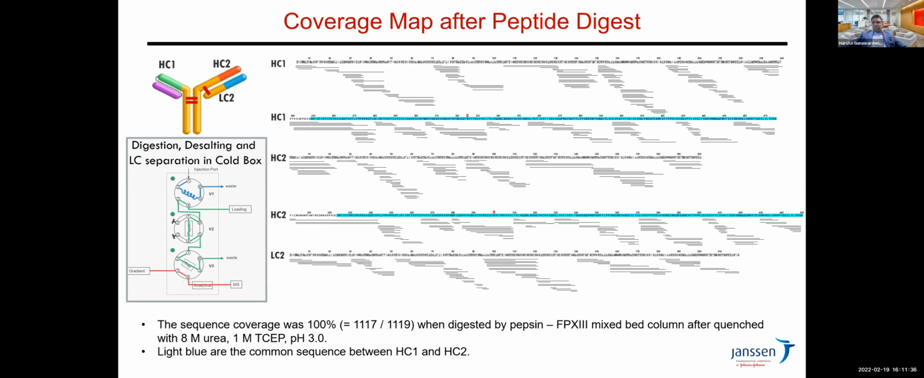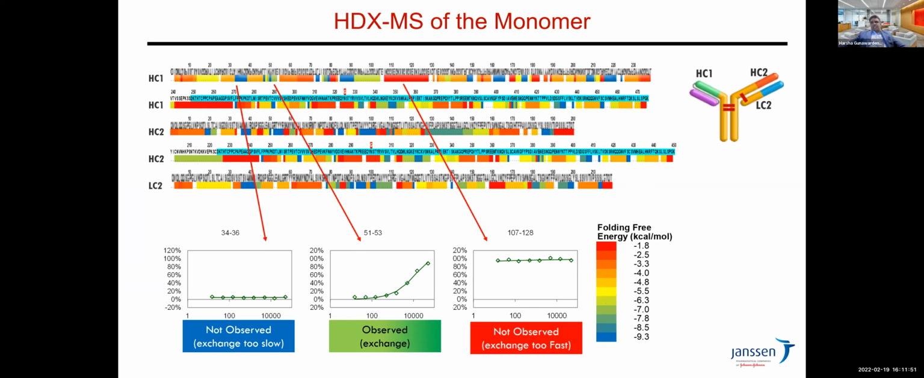And we use a pepsin FPX2 mixed bed column and digest the bispecific antibody, and we do that in this cold box. In this particular experiment, we get about 100% sequence coverage. Then we perform the HDX experiment on the monomer, in this case, the purified monomer.